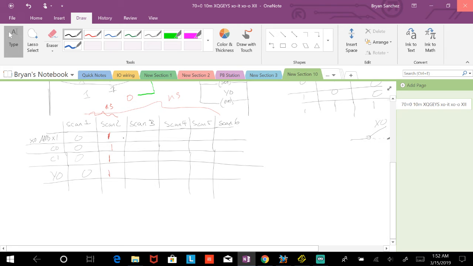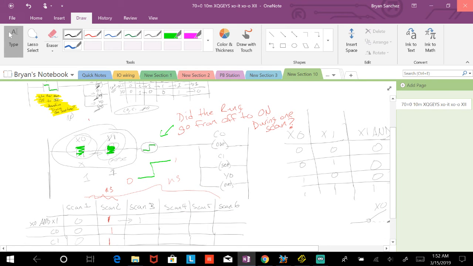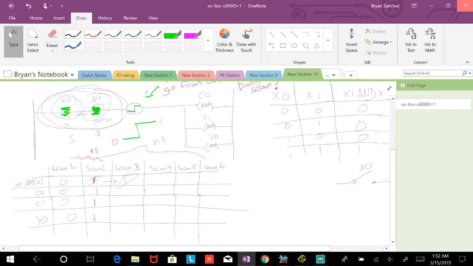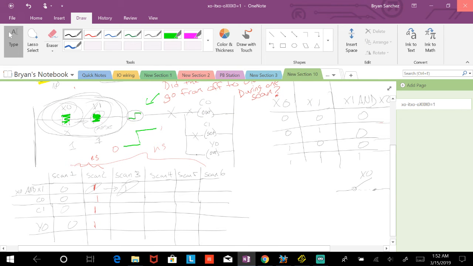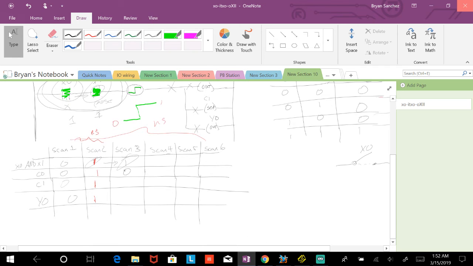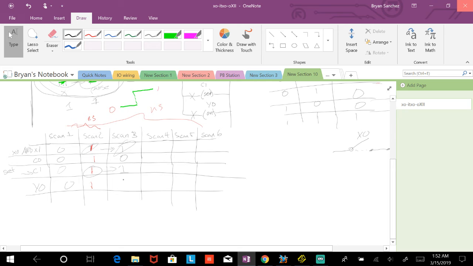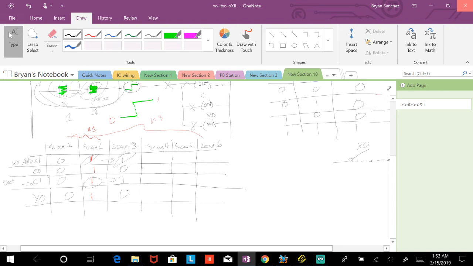So now, let's say X0 and X1 went from 1 to 1, stayed on. So the question: did the entire rung go from off to on? No, the entire rung went from 1 to 1. So this is not true. This did not execute, doesn't execute, this doesn't execute. So C0 goes to 0. C1 is a set, right? So if it was a 1, it's going to continue being a 1 unless there's a reset in my program that resets it. We don't have a reset right now, so it stays at 1. Y0 doesn't execute, so it goes back to 0.